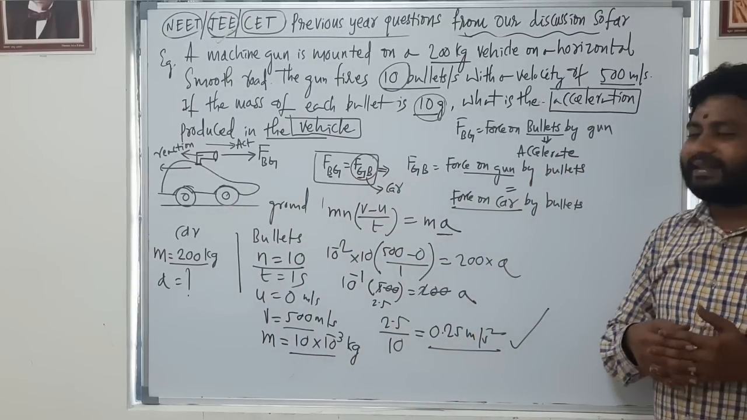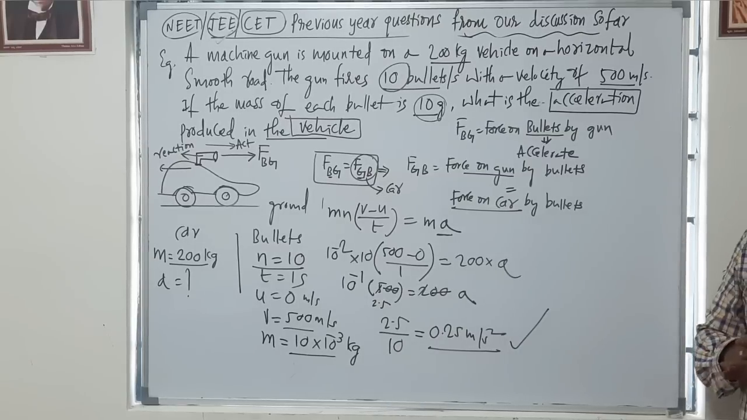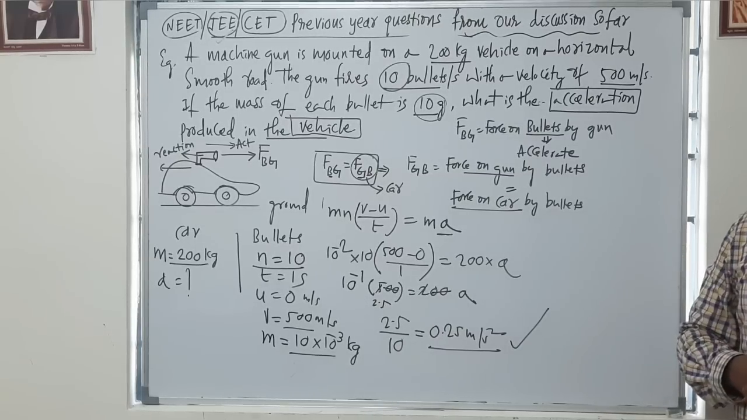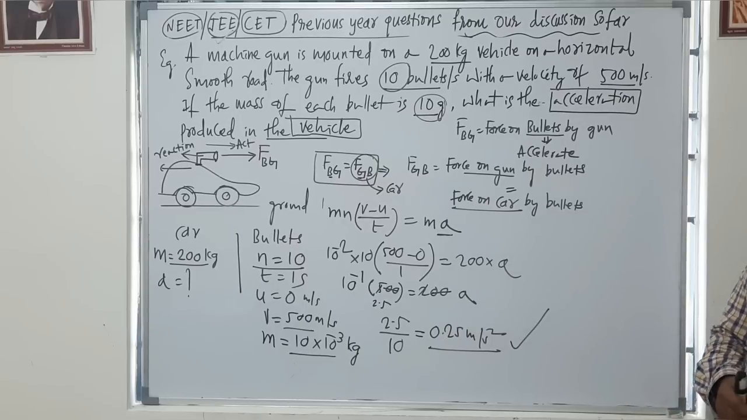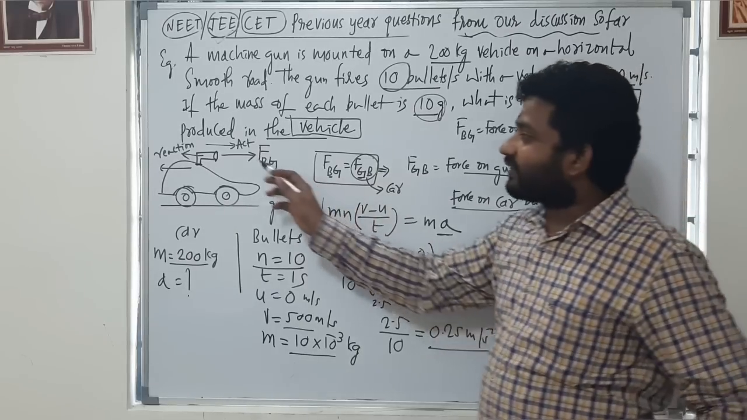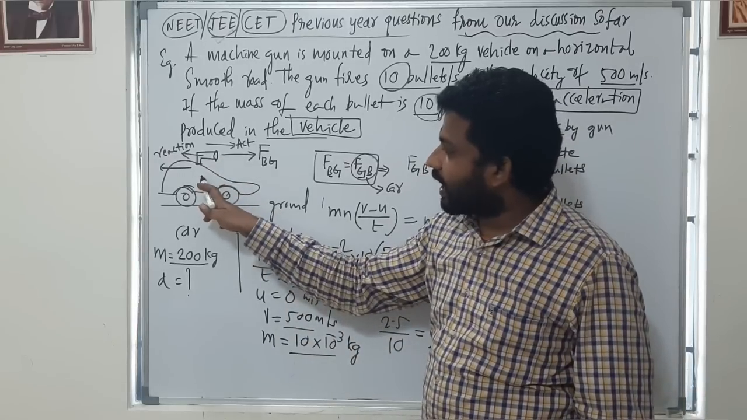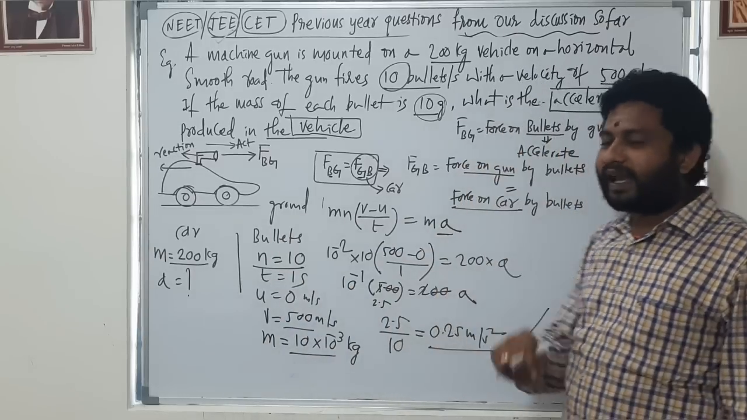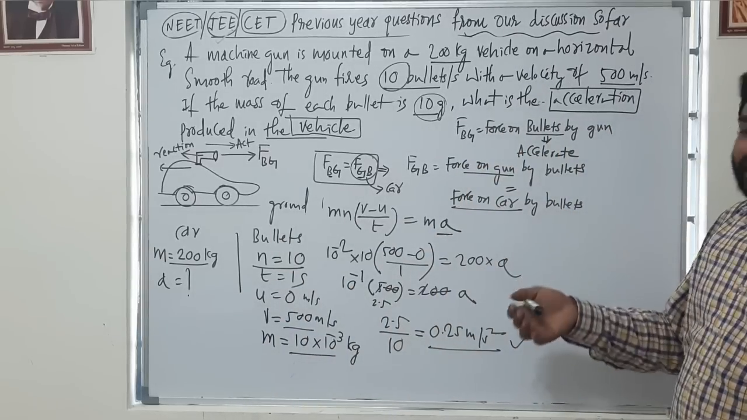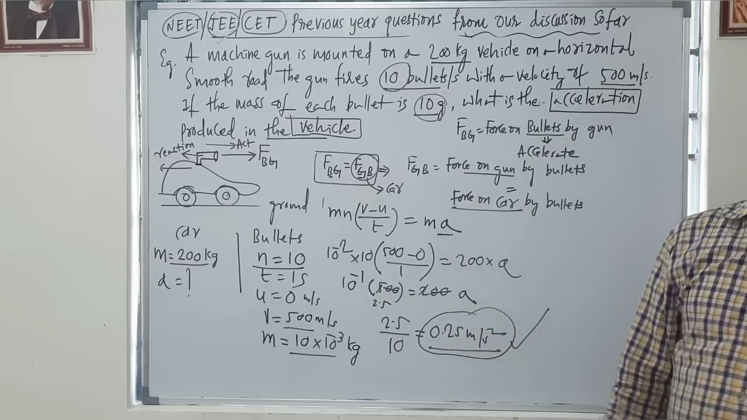I hope this is an easy problem, what we have discussed now. There's no difficulty in it. Two things: one is about unit conversion, and the second is that there is a reaction force on this gun. As the gun is in contact with the car, the car will be moving backwards with a small reaction force which will accelerate the car at just 0.25 meter per second square.